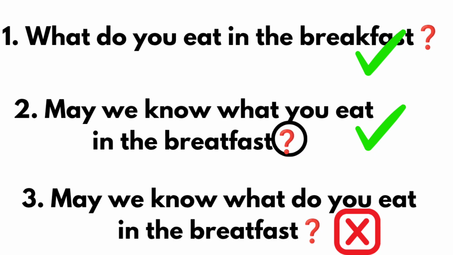Fourth example, what do you eat in the breakfast? Yeah, after the WH form word, I have used do, which is a helping verb. Okay. Second sentence, may we know what you eat in the breakfast? Here, this is called an embedded question. So, may we know what you eat in the breakfast? Look at the third sentence. May we know what do you eat in the breakfast? I hope you are able to find the difference.